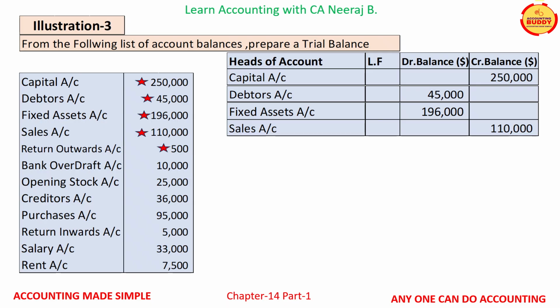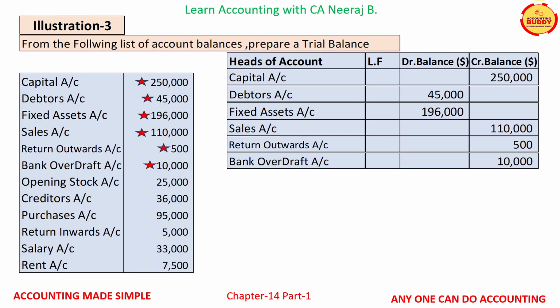Return outward or purchase return account gets a reverse treatment. When business purchases goods, purchase account is debited. Therefore, when the purchases are returned, purchase return is credited. Therefore, return outward account is placed in the credit column. Bank overdraft is an amount which business owes to the bank or is payable to the bank. Therefore, bank overdraft is a liability.